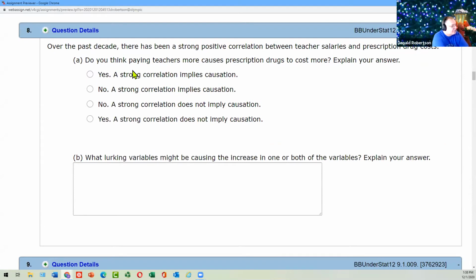Over the past 10 years, then, a nice strong positive correlation between teacher salaries and the cost of prescription drugs. I don't think the fact that I get paid more over the last 10 years is the main reason that prescription drugs have increased. They are definitely connected, but my salary does not directly affect the cost of drugs. So what might be the lurking variable?